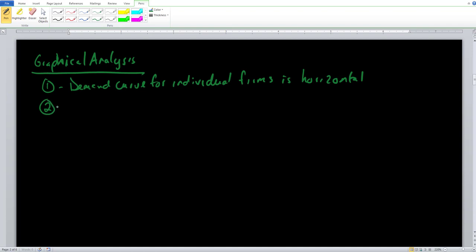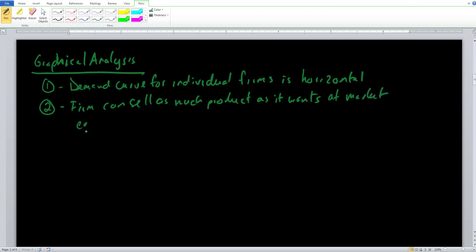equilibrium price. So point number two, the firm can sell as much product as it wants at the market equilibrium price.